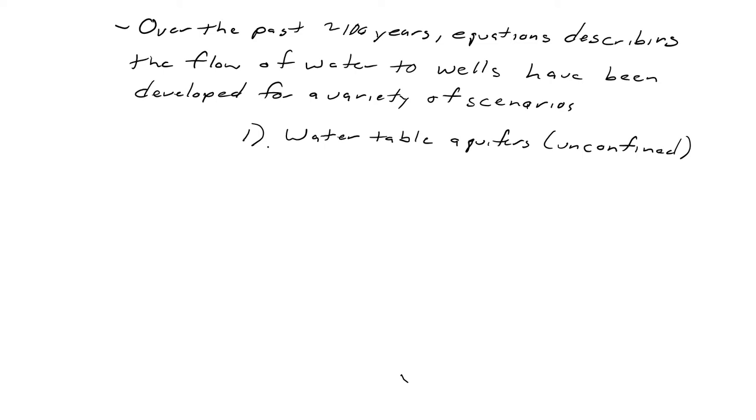And within, let's say, that group of equations, we have lots of variations to these equations. We have equations that take into account whether the groundwater is being recharged or not. So we have one set of equations that might deal with a water table aquifer that has recharge. But then there'll be a different equation that will deal with a water table aquifer that isn't getting any recharge. And there'll be slightly different equations.